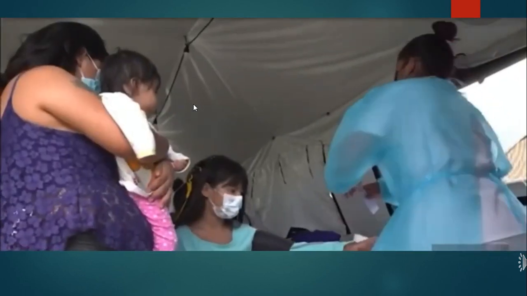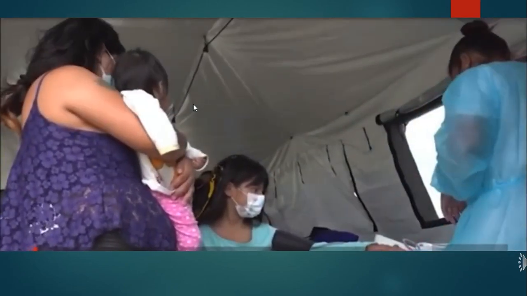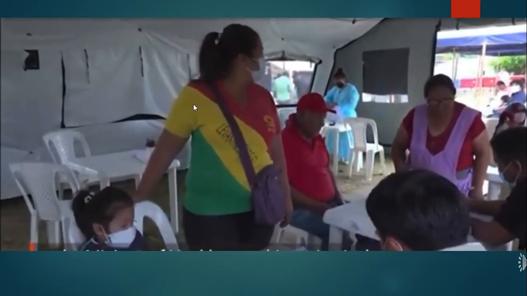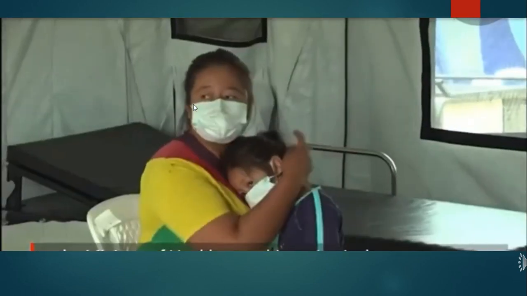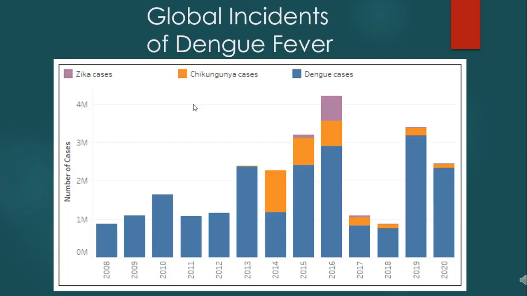Dengue virus is thought to infect 400 million people annually, cause illness in 100 million of those affected, and cause 21,000 fatalities. This diagram shows the number of dengue fever cases from 2010 to 2022. In 2010, there were about 1.7 million cases. In 2011 to 2012, there were approximately 1 to 1.3 million cases.